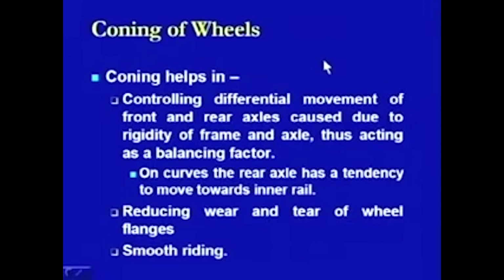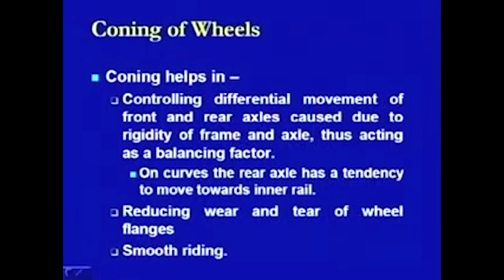Therefore, the coning helps in controlling differential movement of front and rear axles caused due to the rigidity of the frame and axle, and thus acts as a balancing factor. In the case of curves, what we have seen is the rear axle has a tendency to move towards the inner rails, and that is why we have to control this phenomenon. If we are not controlling it, then another condition gets created, which is derailment of the trains.